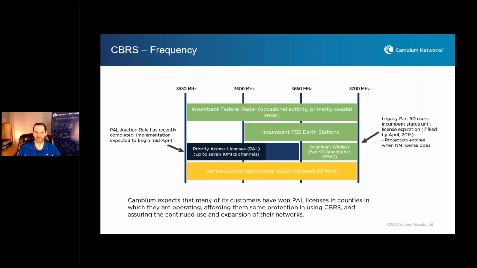So this is another way to look at it. I won't spend a lot of time on this slide, but the general authorized access users can use the entire band. The incumbent folks are now gone. That green box in the second row from the bottom: nearly all of those licenses are expired, and there's only a handful left. Most of them expired last October, and many more expired this February. So there's hardly any incumbent users left now. And then the PALs will go into effect, or start to be rolled out, mid-April. The folks that bought them know they have them; they're just not implemented quite yet. The system is catching up, and that implementation is expected to begin in a couple weeks.